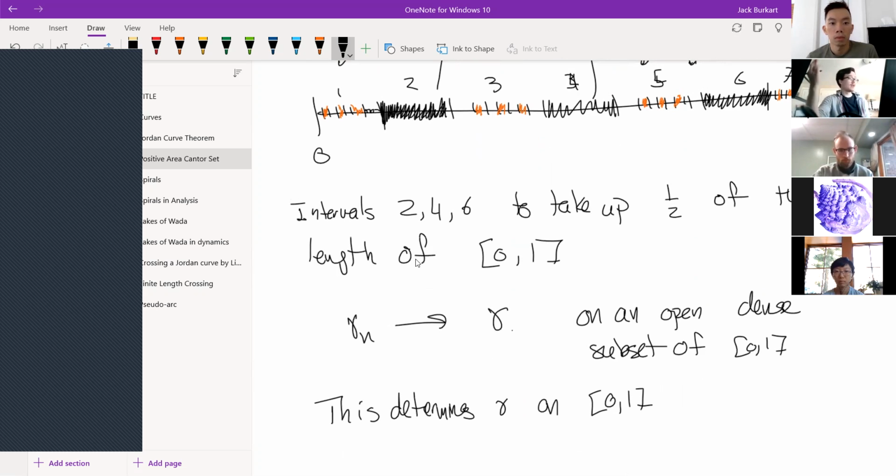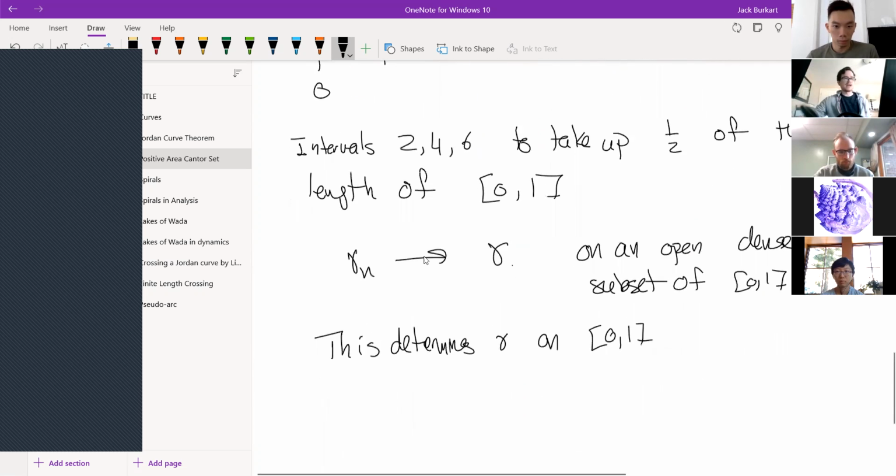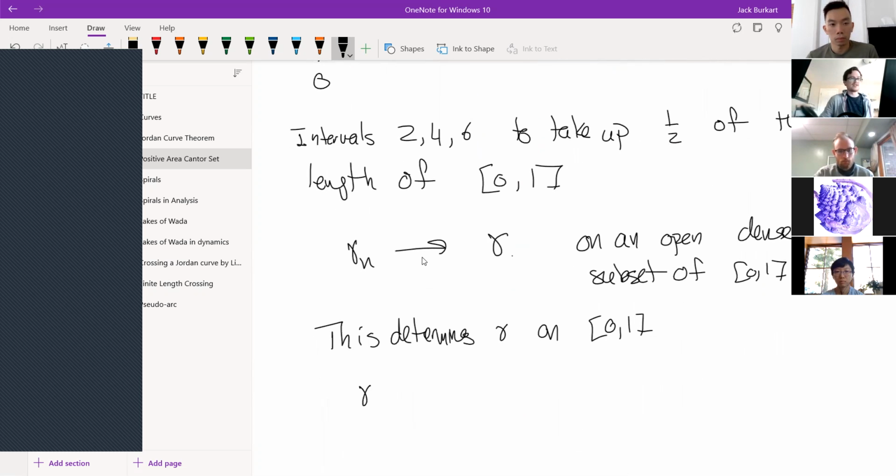Good. So we know that this is a curve that passes through my 4-corner Cantor set. So the curve has positive area. But like I said, we have these space filling curves and those are not injective. So we're not super impressed yet. But then we have to show that, well, gamma is actually injective.